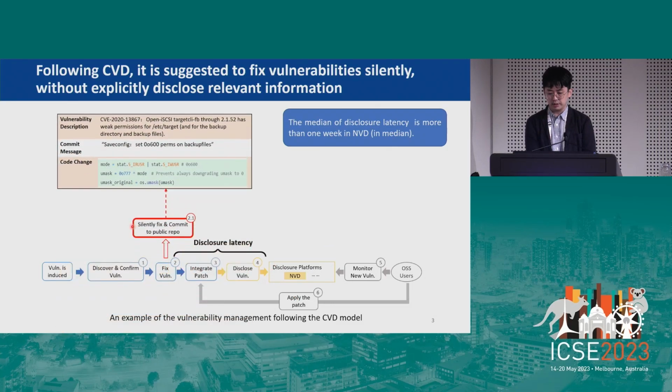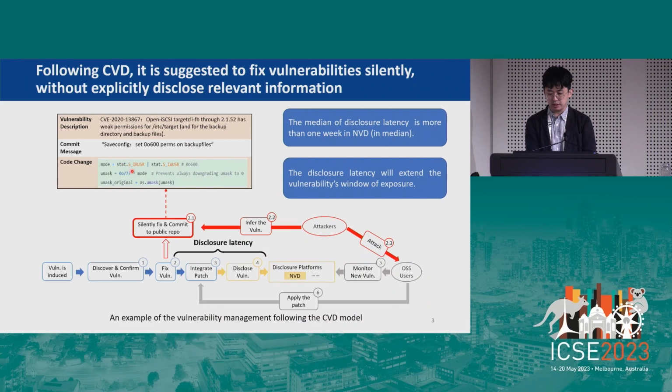In order to comply with CVD, the vulnerability should be fixed silently. It means that the commit message and any other comment should not indicate the vulnerability information. From this example, we can see that the message just describes what is changed. However, since the patch is submitted to the public repository, everyone can access it, including the potential attacker. The attacker can infer the vulnerability from the code change and develop an exploit to conduct the attack. Hence, the disclosure latency extends the exposure window of the vulnerability.